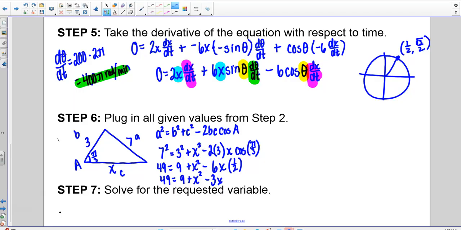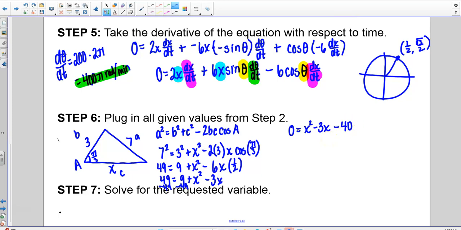What type of equation are we down to now? It's a polynomial, specifically a quadratic. How do we solve quadratics? Set them equal to 0, and then factor if you can. If you can't, you could do quadratic formula or complete the square, right? So let's move everything to one side. I'm going to subtract that 49, and write these in order. So I'm going to have x squared minus 3x minus 40.